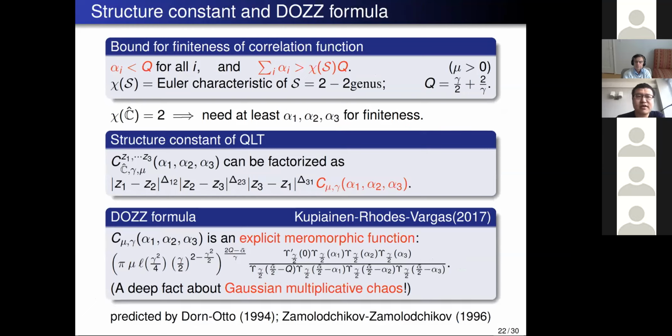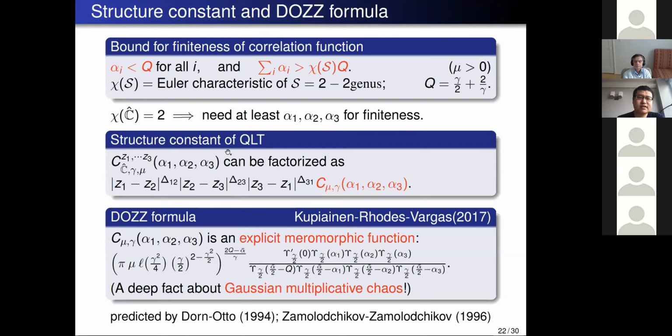And to see this point, we can think about the three-point sphere correlation function. First of all, this is the general condition for the boundedness of the correlation function. Here, we have to make every alpha smaller than Q, and the total sum of these alpha is bigger than the Euler characteristic of the surface times Q. In the sphere case, the Euler characteristic is equal to 2. If you plug in these two conditions, that means we need at least 3 alpha values in order to have a finite correlation function.